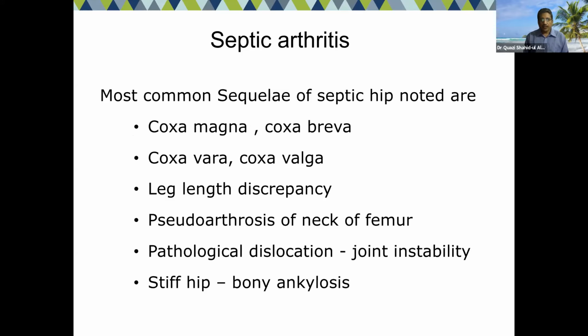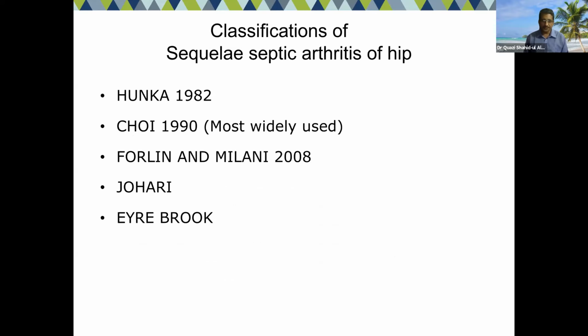These are the most common sequelae of septic hip. Coxa magna, that is the enlarged head. Coxa breva, that means shortening of the neck. Coxa vara, coxa valga, leg length discrepancy, pseudoarthrosis of the neck of the femur, pathological dislocation that leads to joint instability, and stiff hip that results due to bony ankylosis.